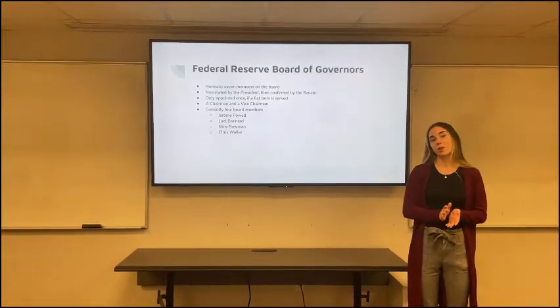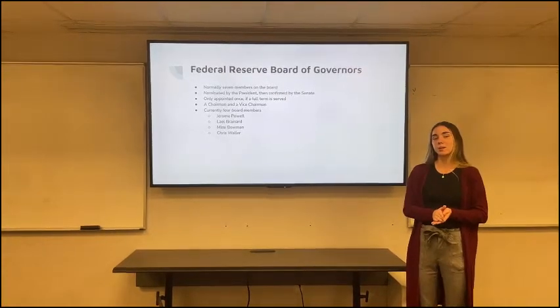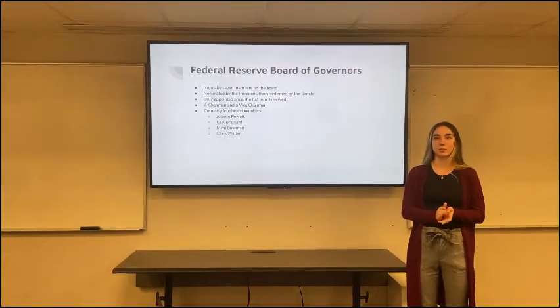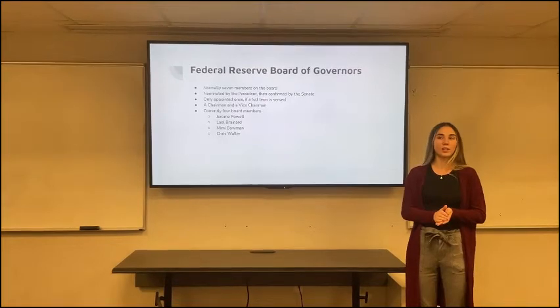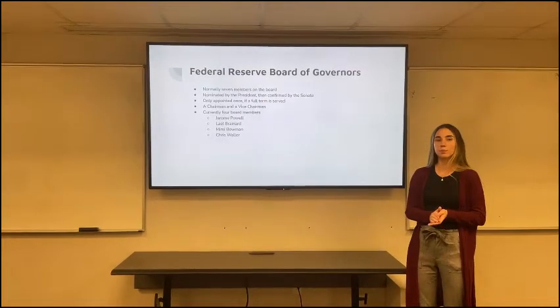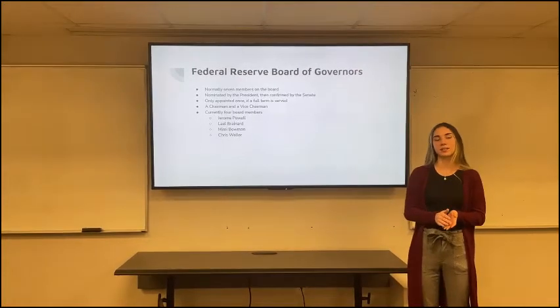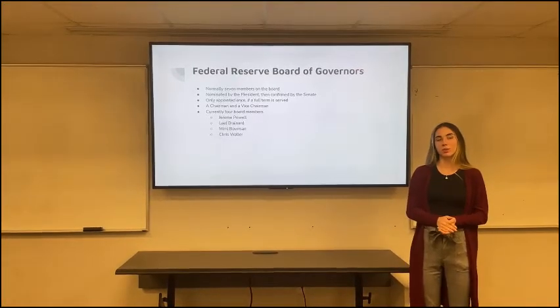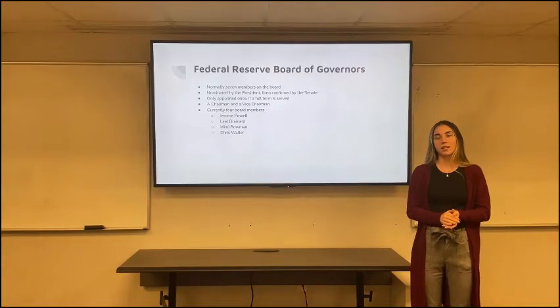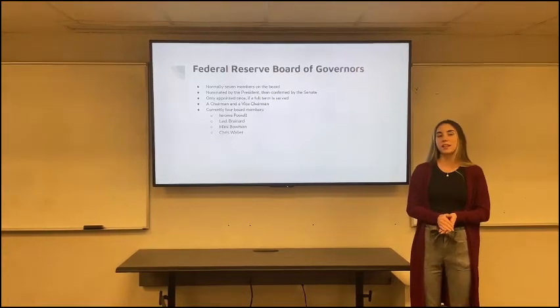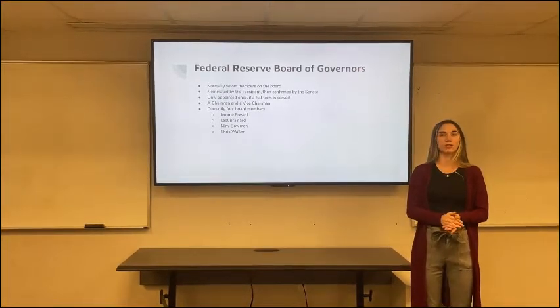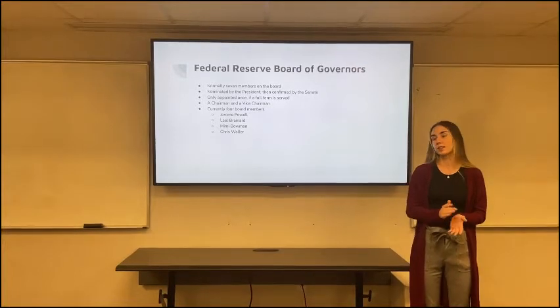These board members are typically appointed by the president, but they have to be approved by the Senate as well. They are normally only allowed to serve 1 full term, and a full term is 14 years, but that doesn't have to be consecutive years. If one of the members stops serving on the board for some reason, and they've only served 7 years, they can come back and be reappointed and serve their last 7 years as well to get to that full term length.